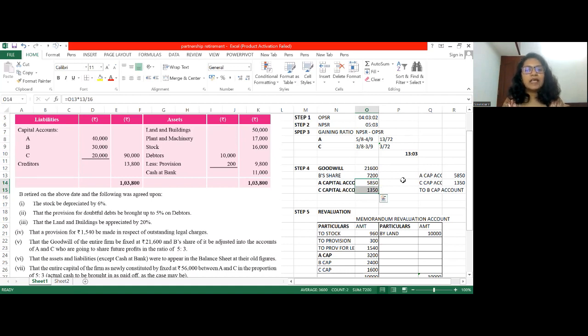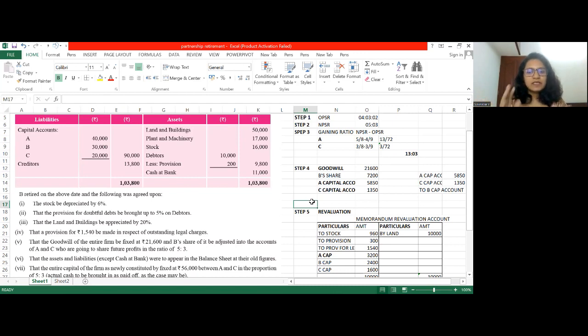So what is going to be the entry? Entry will be A capital account debit, C capital account debit, to B. A and C are going to pay B 7,200. Okay. So this goodwill part is done. Reserves. Next we have to check if there are any reserves. There are no reserves. So we'll go to the next step.